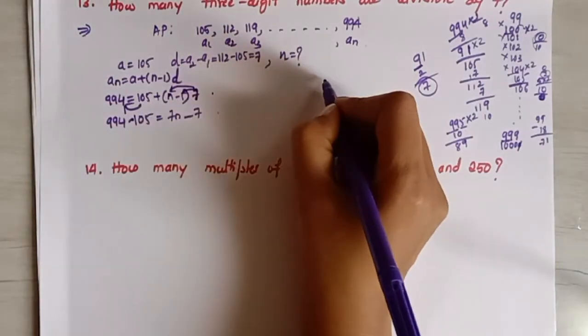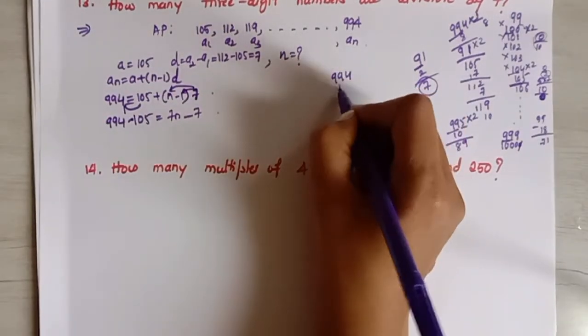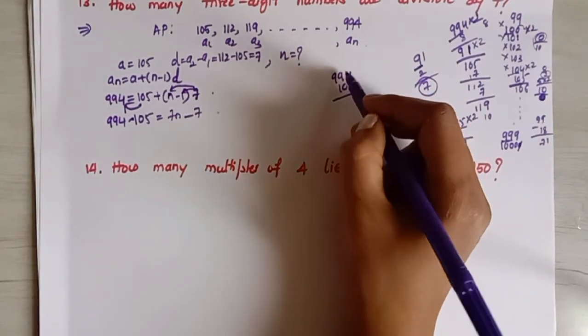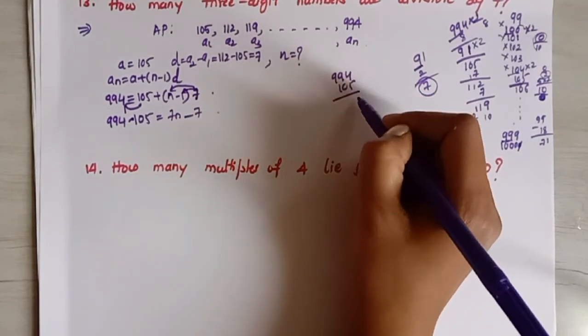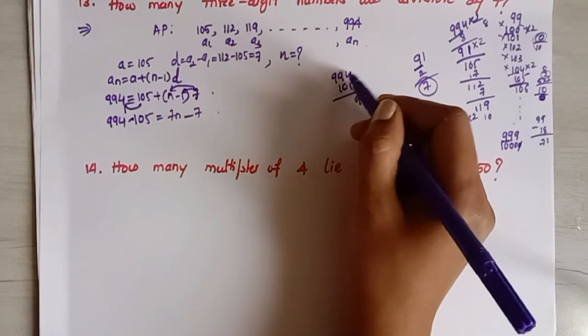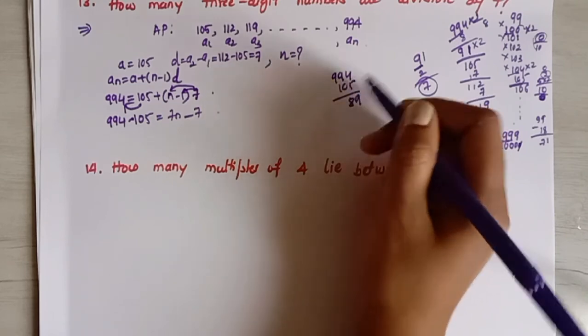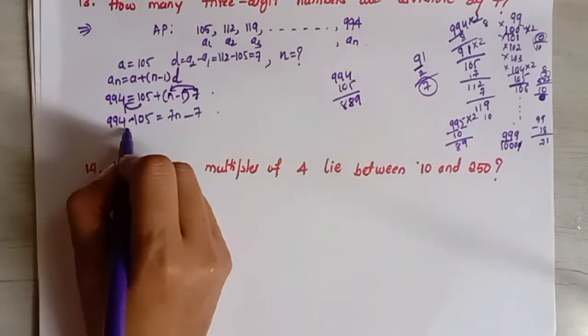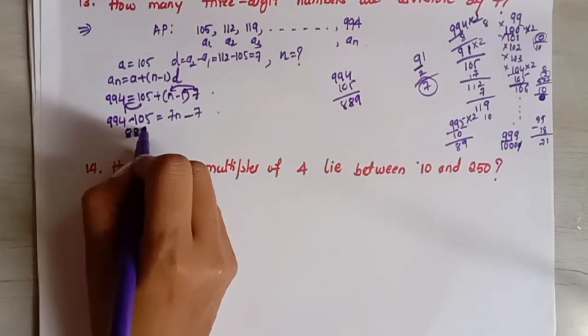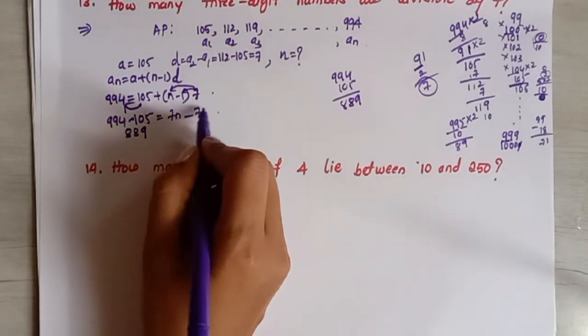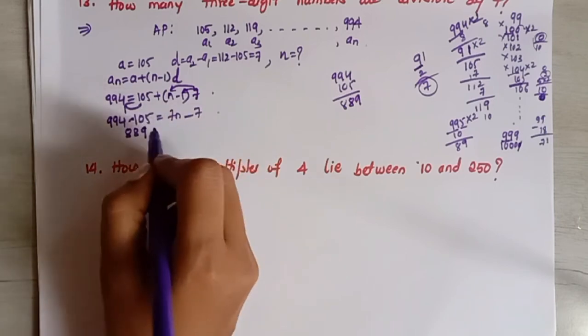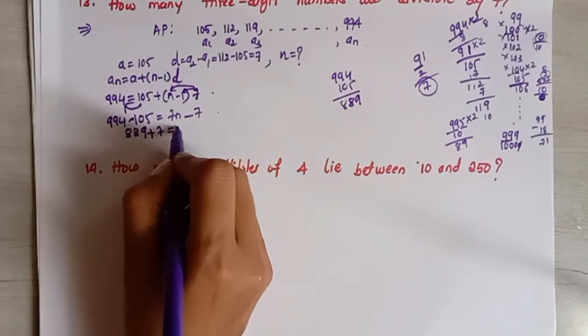So 994 minus 105. What is 14 minus 5? 14 minus 5 is 9. So we are left with the 8 here, 9 minus 1 is 8 only. So this will be 889. Let us take this minus 7 to the left hand side. So this will be plus 7. We are left with 7n.